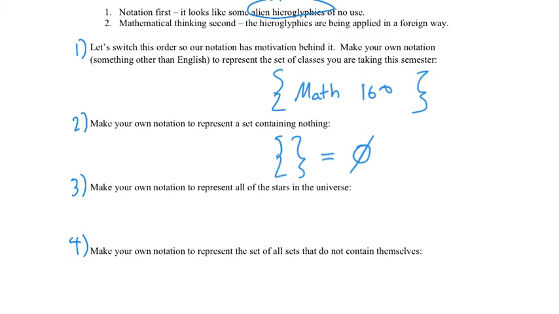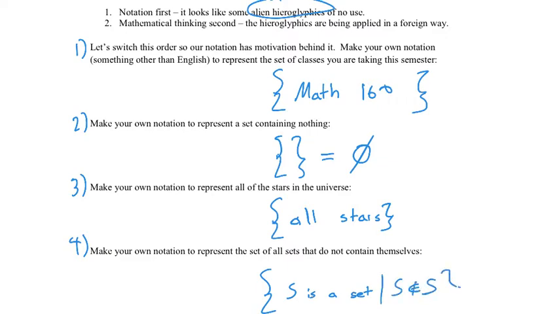So we could represent all stars in the universe by saying we're going to build a set and then say all stars, like that. The last one, we'll come back to it later, formally, how you could represent this. It's a bit of a goofy example. You could say S is a set, and then you could write a bar to put a condition that this set does not contain itself. So this is a bit of funny notation. We're going to learn about this notation soon.